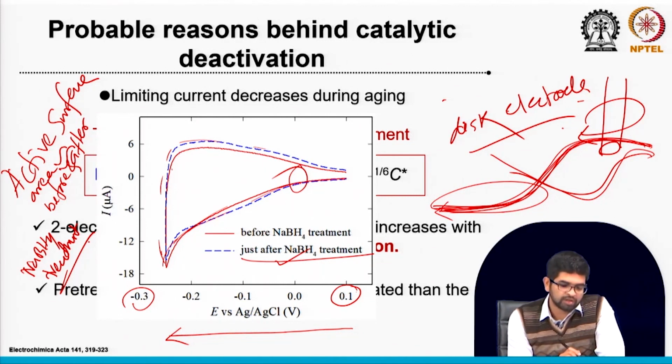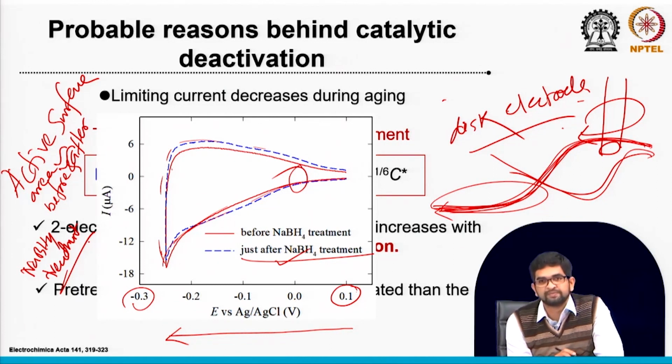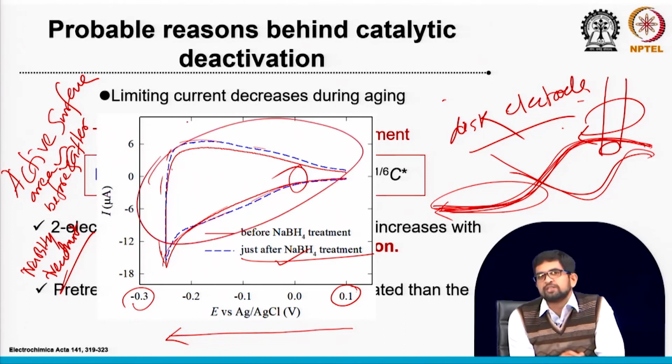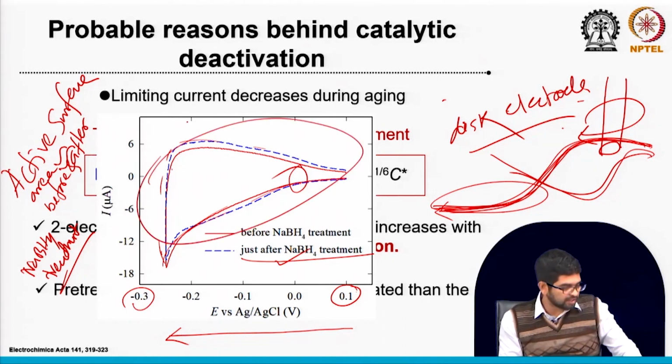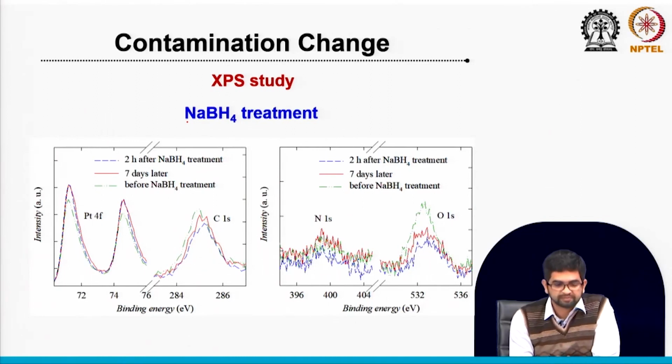Then why are you getting deactivation after the sodium borohydride treatment? We may have to think using our hypothesis, that is surface reconstruction. That's why this surface reconstruction phenomenon came for this aging effect. Although we may think contamination has an effect, another reason we are making this hypothesis of surface reconstruction is that there is not that much change of the surface area. I will show you the XPS now.